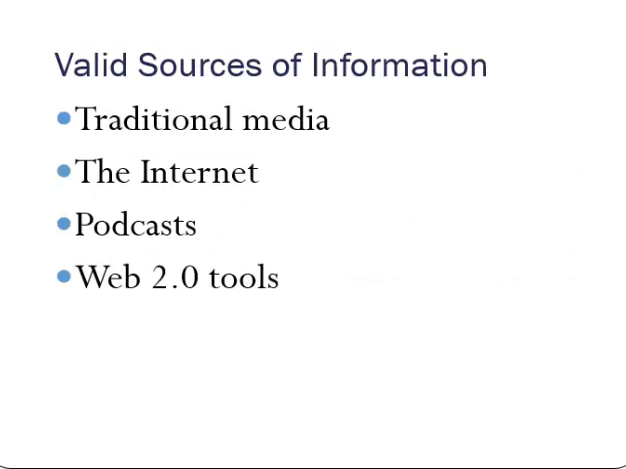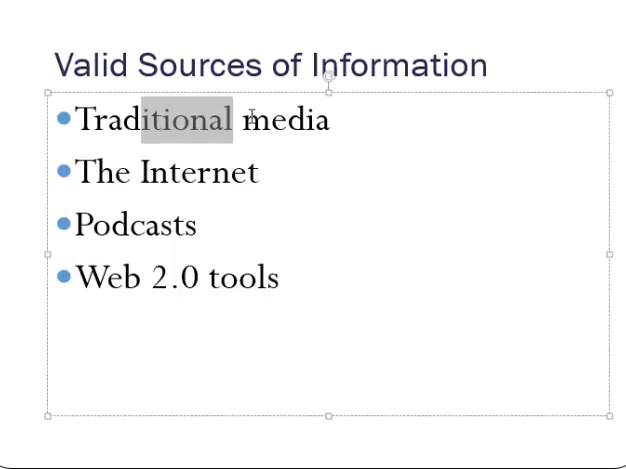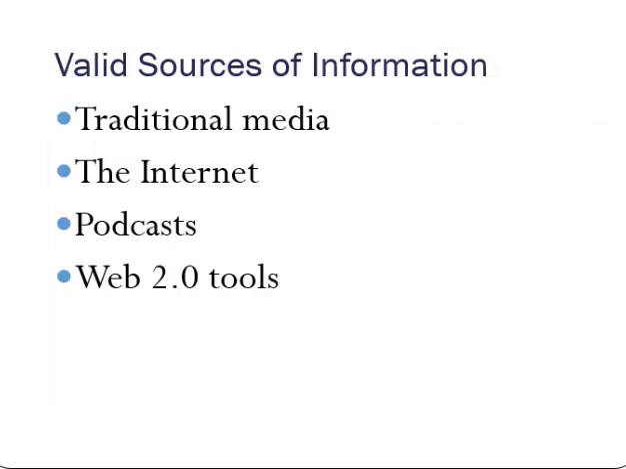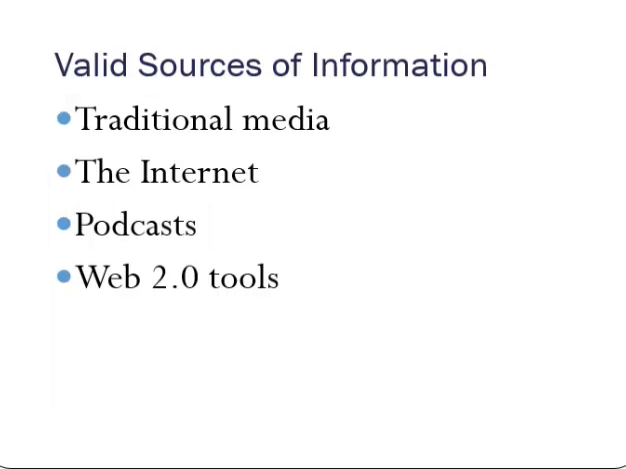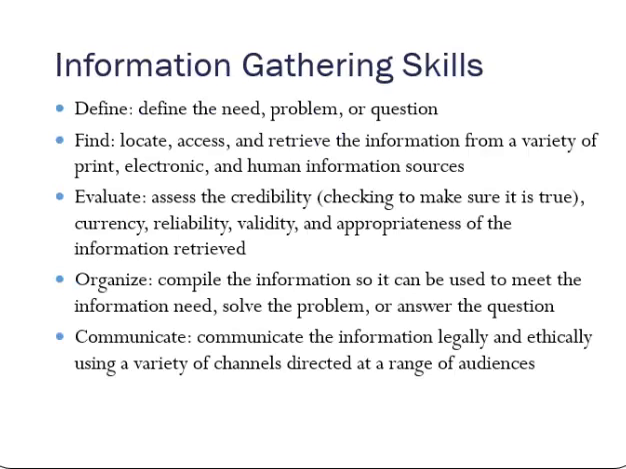What kind of sources do you have available to you? Well, historically you only had traditional media. Traditional media means encyclopedias, newspapers, books, things like that. Today, of course, you have the internet, you have podcasts. Podcasts, of course, are information that is posted for public consumption. Very often you have educational podcasts, you have podcasts that are put up by colleges and universities. And Web 2.0 tools, which means additional types of web tools that you can find on the World Wide Web.